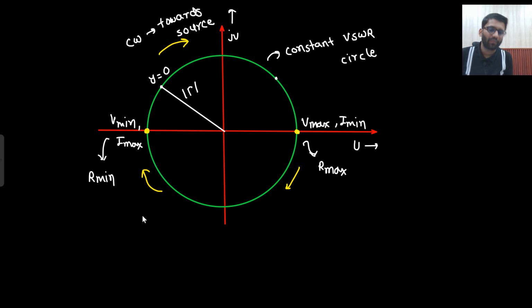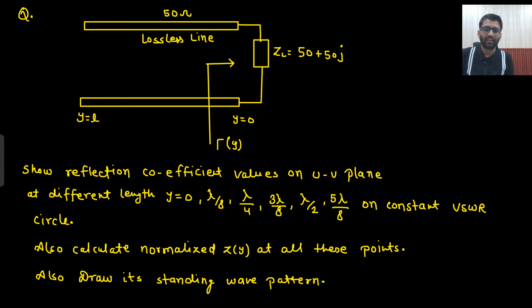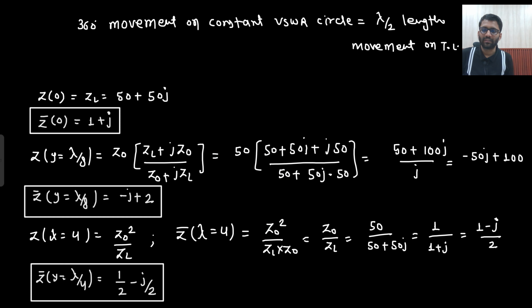Certainly I can call it. Why is that so? Because V min divided by I max is R min and V max divided by I min is R max. Now here we calculated the impedances, right? We calculated the impedances at y equals 0, at y equals lambda by 8, at y equals lambda by 4. Now I am giving you a task. You need to calculate the impedance at y equals 0.088 lambda.